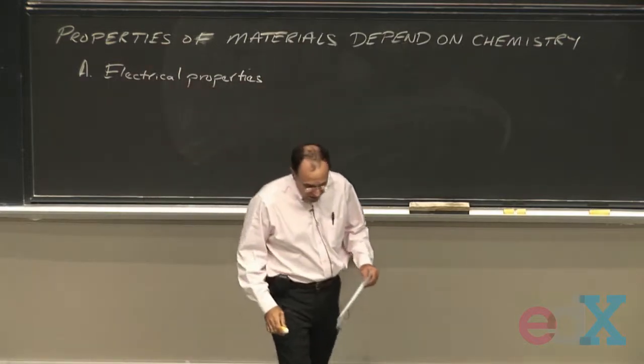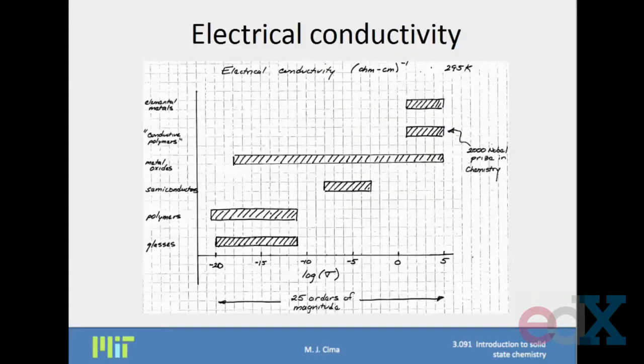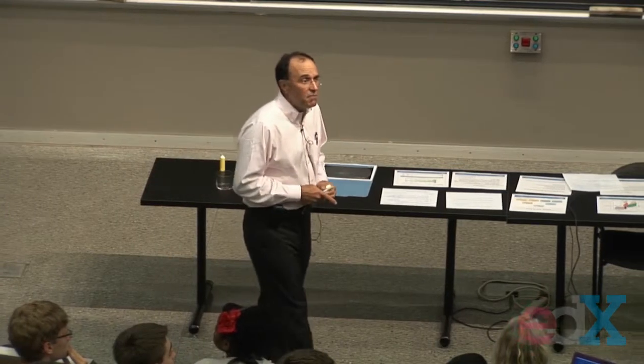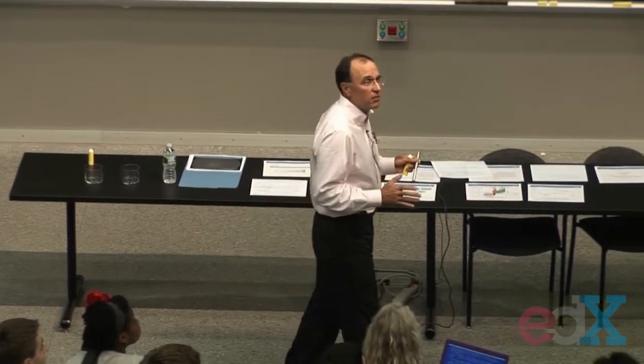You can see in this slide, I sketched together some groups of different types of materials. Here are some metals, quote, conductive polymers, metal oxides, semiconductors, polymers, glasses. That's all along here, just general groupings of the kind of materials you run into every day. And on this axis is conductivity, 1 over the resistivity. What you see is it spans nearly 25 orders of magnitude. This is a property that can vary by 25 orders of magnitude.